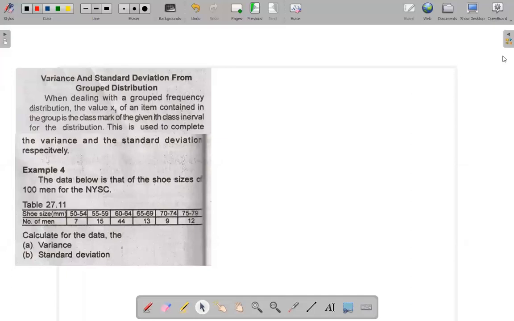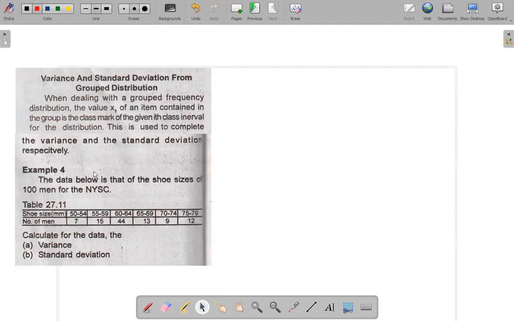Variance and standard deviation from grouped distribution. How do we get the value of variance and standard deviation from a group distribution? In our previous lesson, we looked at calculating variance and standard deviation from a frequency table. In this case now, we want to learn how to get it from a grouped distribution like this.